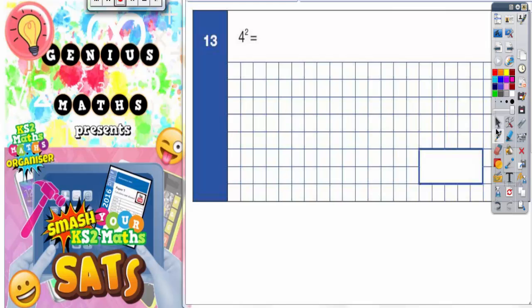Question number 13. What is 4 squared? Another way of saying this is 4 to the power of 2. So what is 4 squared? Well, let's talk through what square number means.